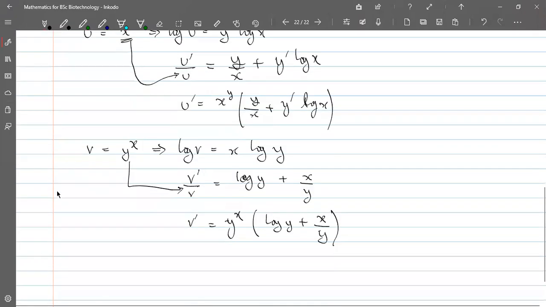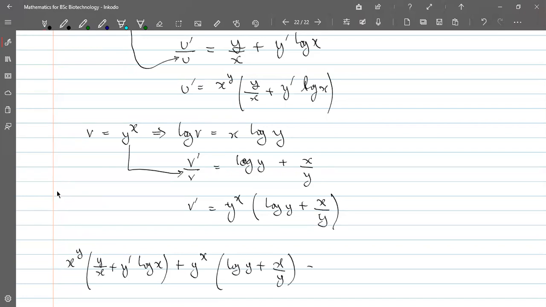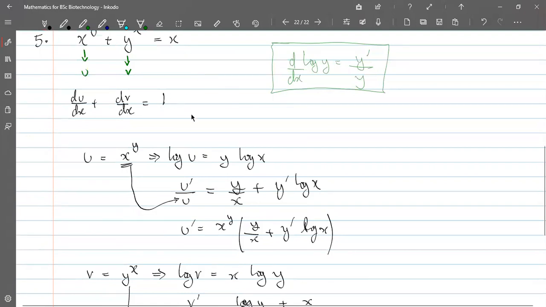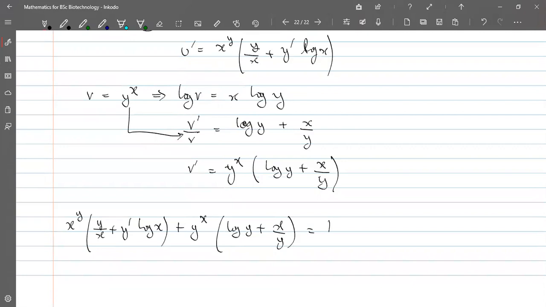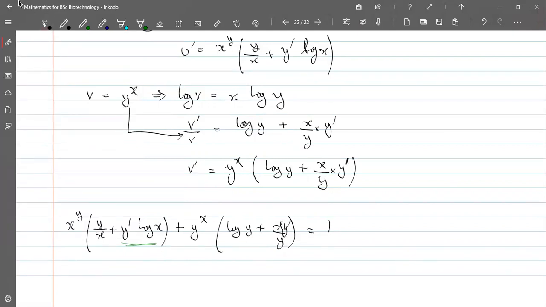Now this plus this equal to 1. We have x to the y times y upon x plus y prime log x, plus y to the x times log y plus x by y, equal to 1. Okay, because it was x in the RHS, when differentiated, that gives 1. So again, collect these terms together. Wait a second, I think I forgot something here, right? Yeah, I forgot y prime over here. I'm very sorry. We are doing implicit differentiation, so you get y prime over here. And if you miss that, that's very wrong. So yeah, here you have y prime, okay?